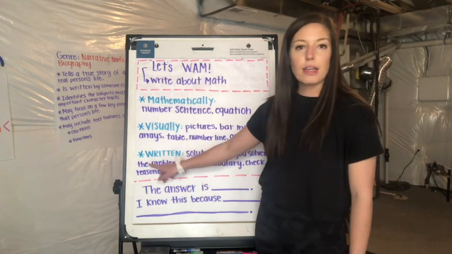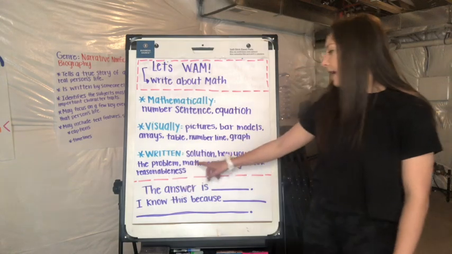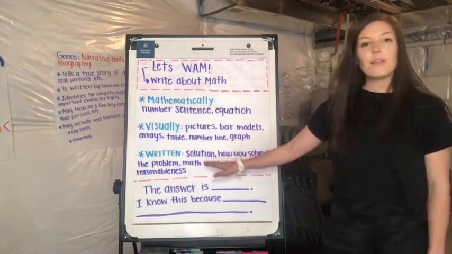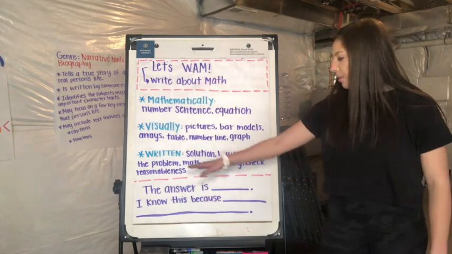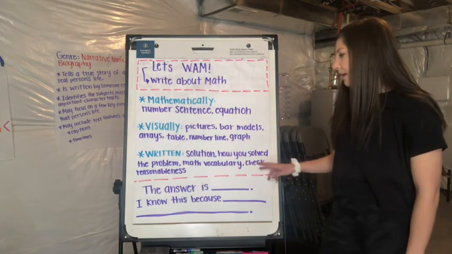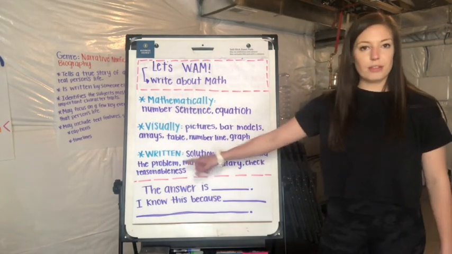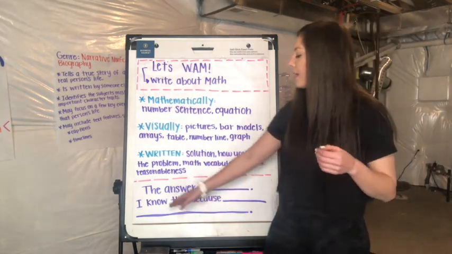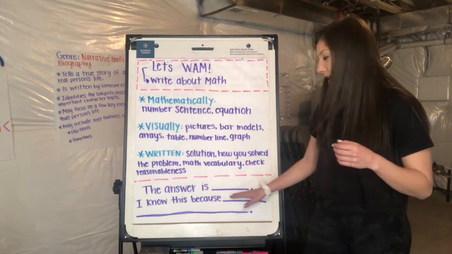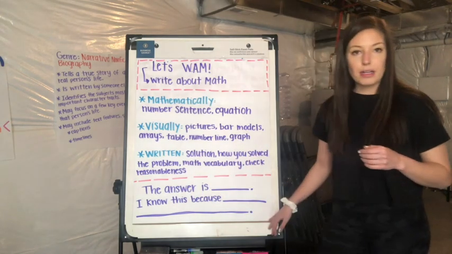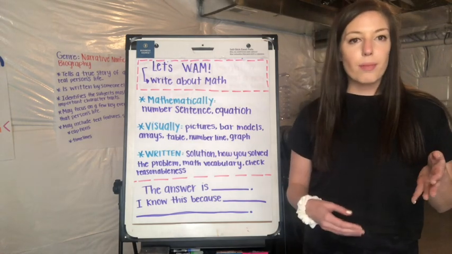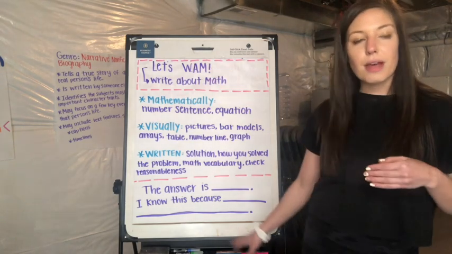Anything like that you can use to model. The next thing is W, which is for written. This is the part where you're writing to explain. So you're going to have your solution, how you solved the problem, math vocabulary, and you're going to check your reasonableness. The way I taught my class to write to explain is: the answer is blank. I know this because.